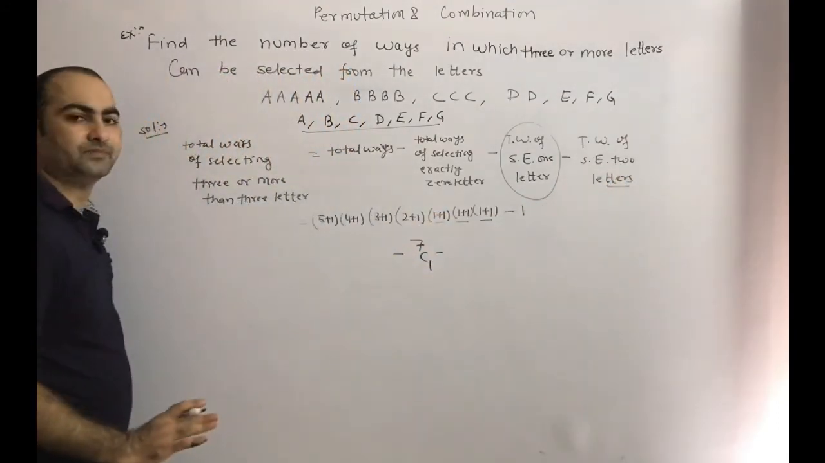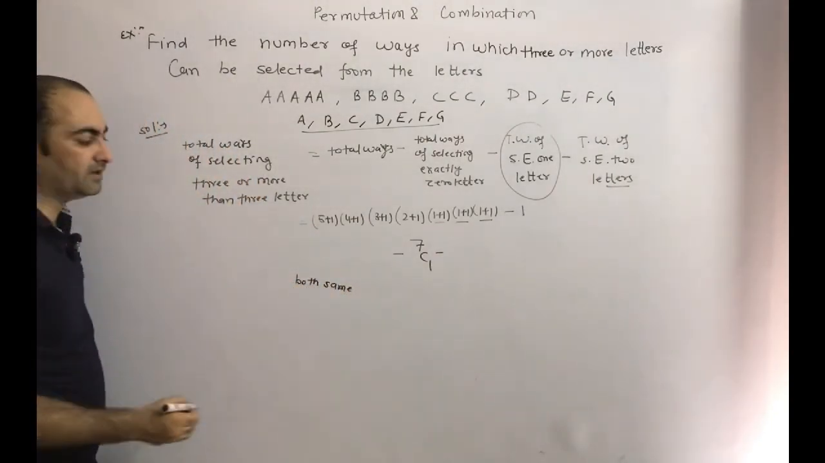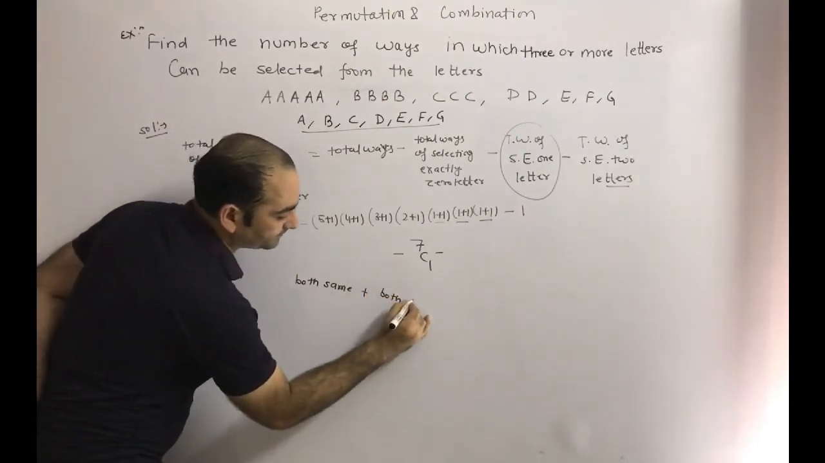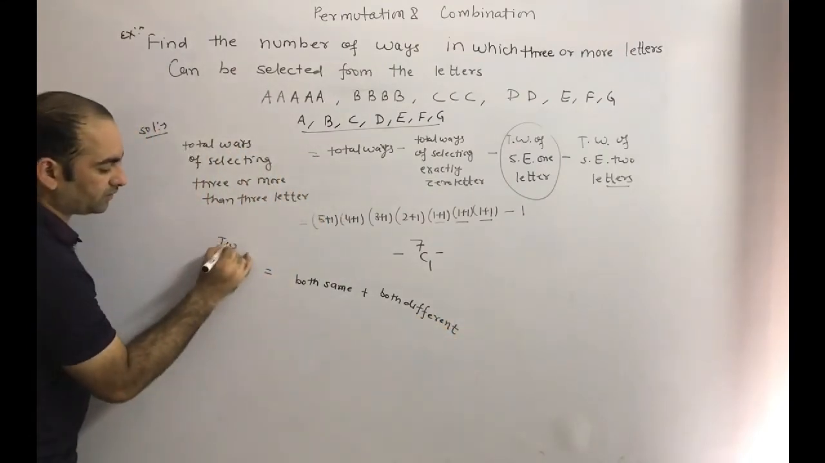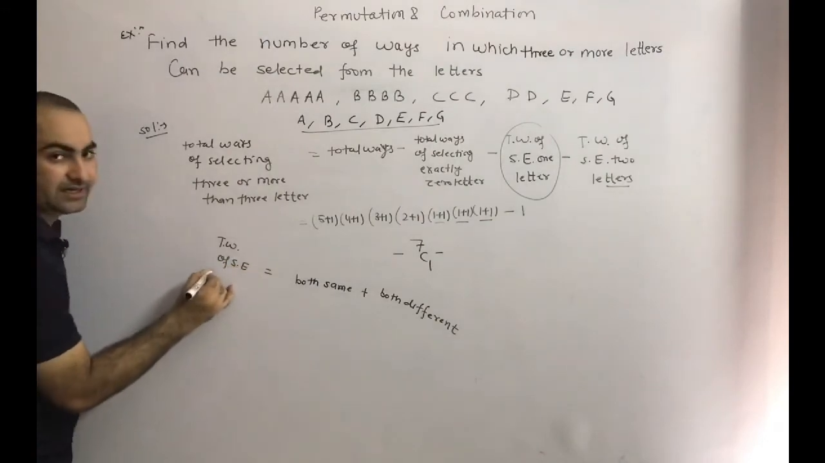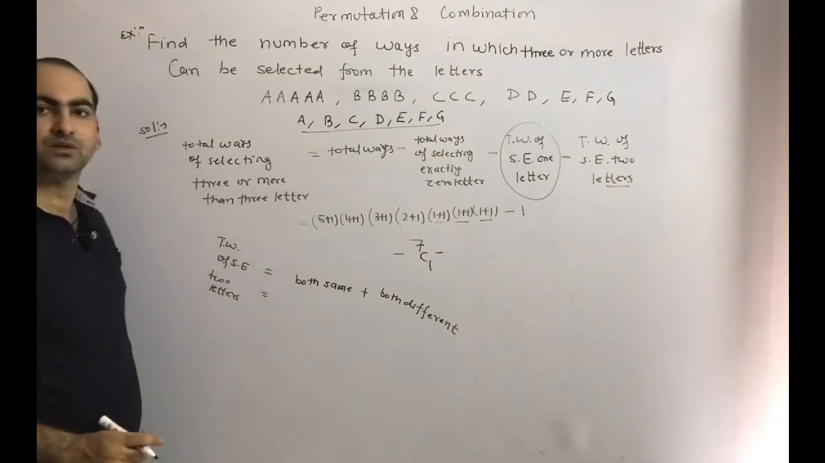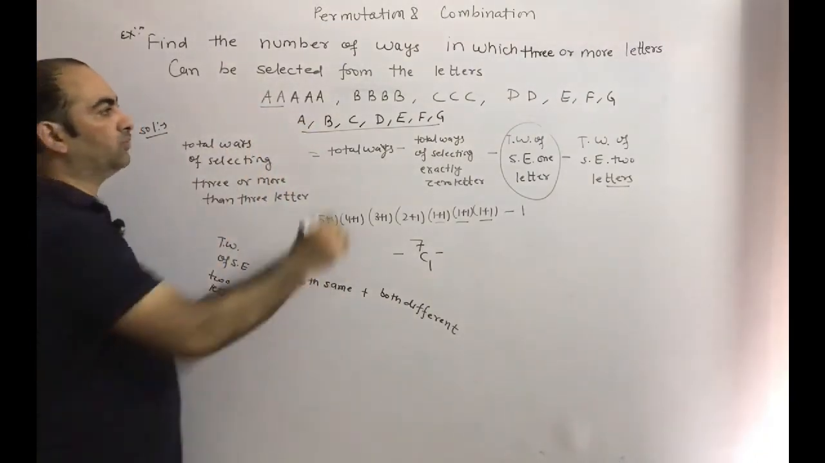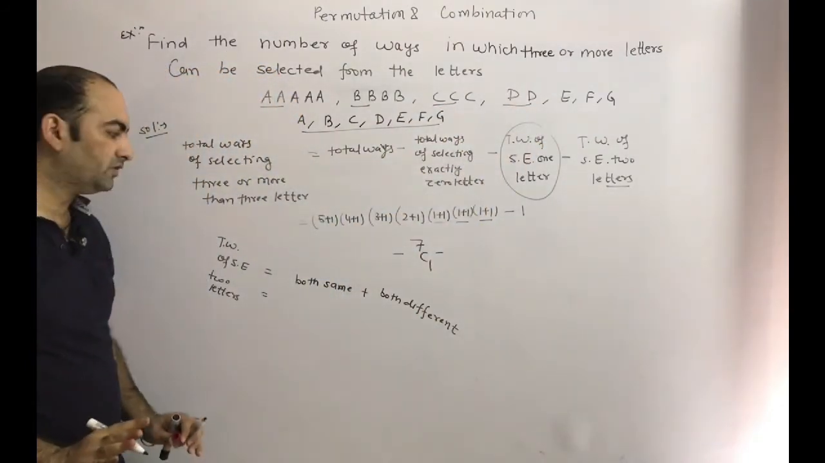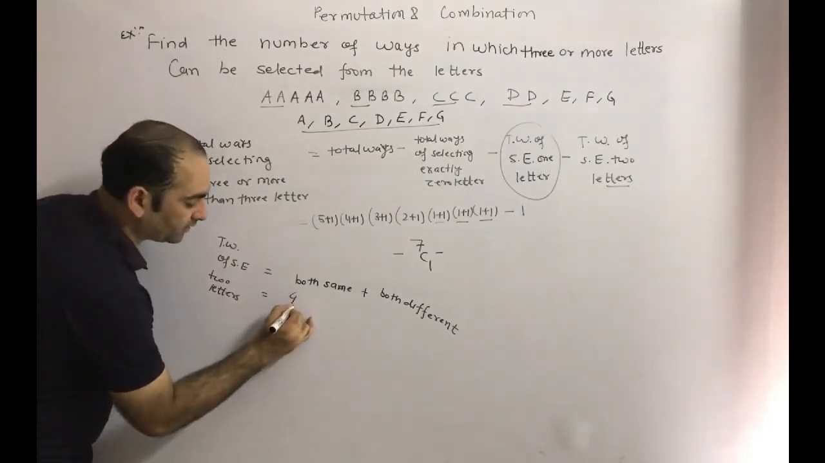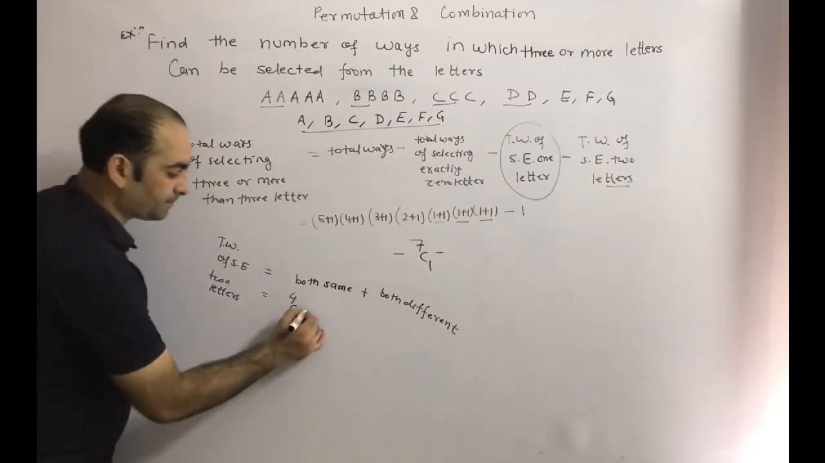Okay, minus, we want the total ways of selecting exactly 2 letters. So what are the possibilities? Either we can take both same, or we can take both different. So this is the total ways of selecting exactly 2 letters. Both same is either both are A or both are B or both are C or both are D. So there are 4 possibilities, and out of 4 possibilities we have to take 1. So 4C1 ways we can get both same letters.